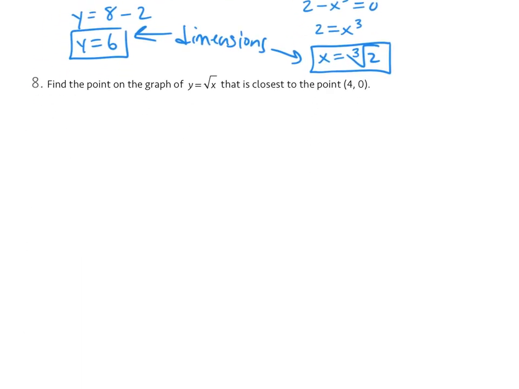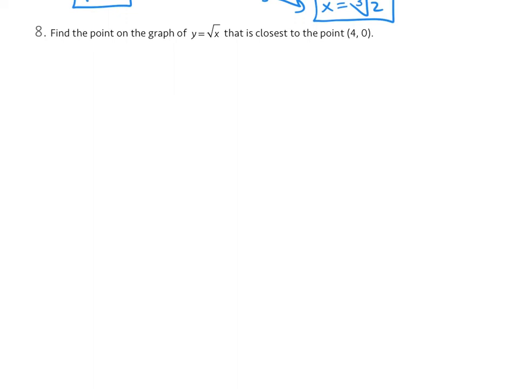Let's go into number 8. Find the point on the graph of y equals the square root of x that is closest to the point 4, 0. On the xy plane, the graph of the square root of x looks like that. And then we're trying to find where on that curve, if we were to graph 4, 0, which point on that curve is closest to 4, 0. Well, let's draw some possible ones. Is it this point? Is it this point? There? There?